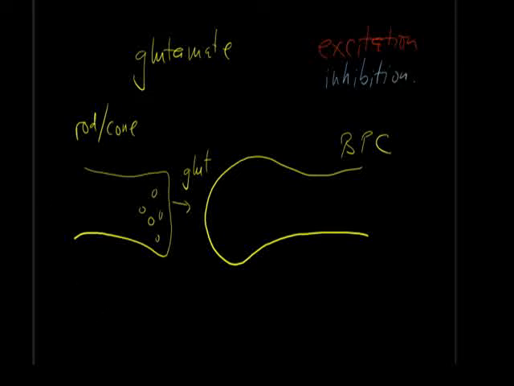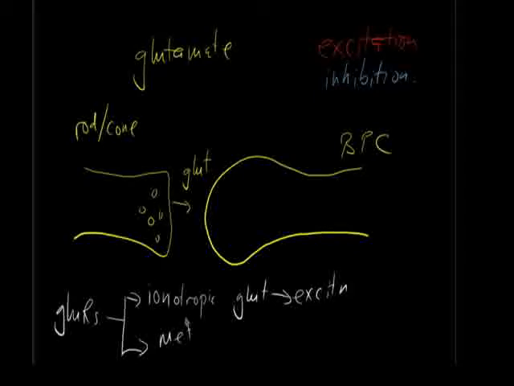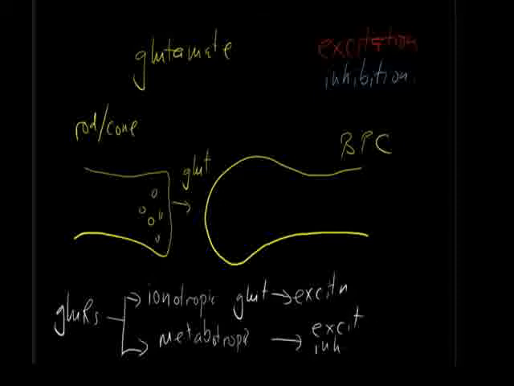You might know that glutamate receptors have two types. There are ionotropic, where glutamate always results in excitation, but you also have metabotropic, and depending on which type, you can have excitation or inhibition.